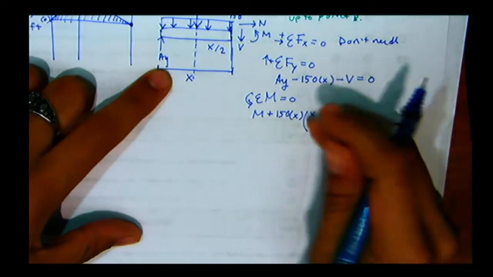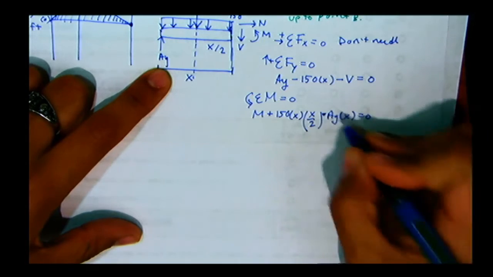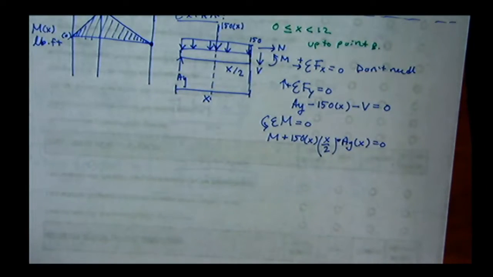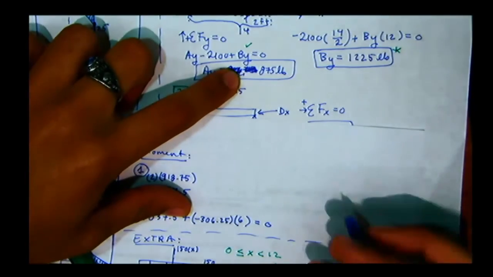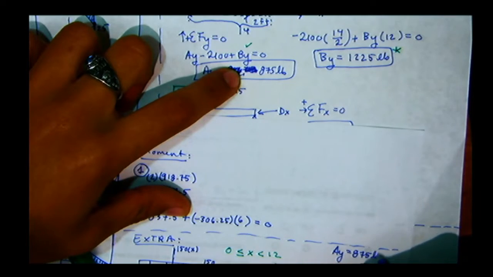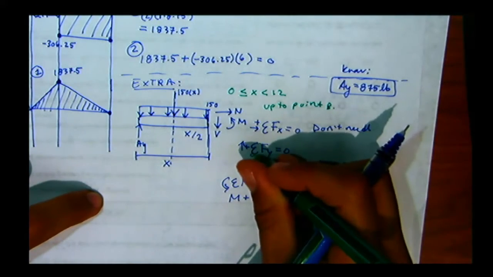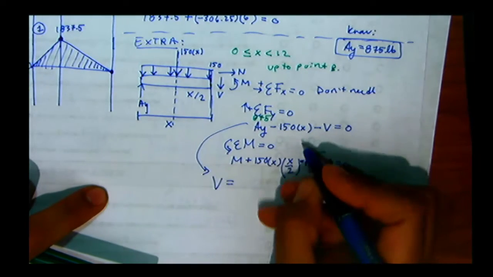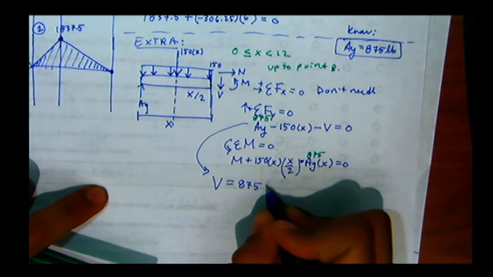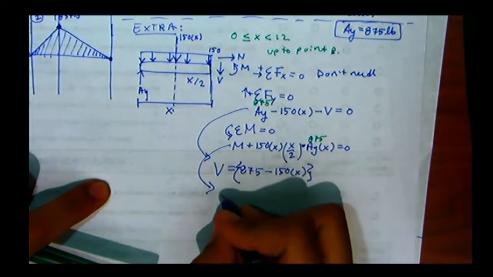So here we have to have AY, correct? And we already figured that out. AY is 875. So we have AY, 875. And we could solve for a shear equation. V is equal to 875 minus 150x. And we could solve for a moment as well. Negative, positive, minus 150x squared divided by 2.